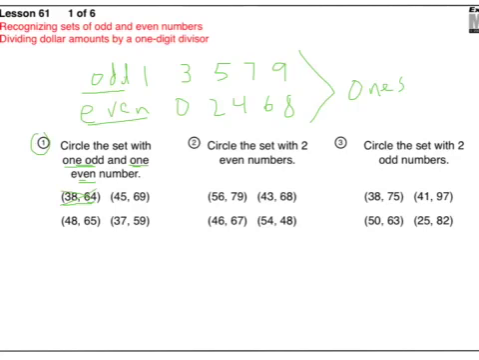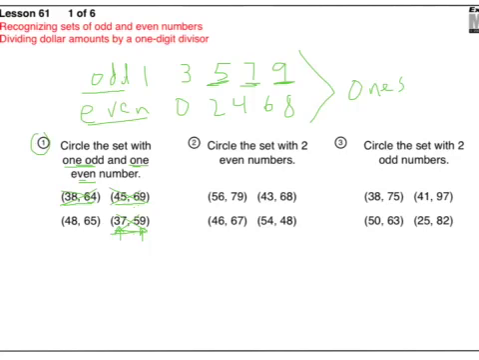Now let's take a look at this set right here, 45 and 69. The 5 in the ones place tells us that's an odd number. The 9 in the ones place on this one tells us that's an odd number. So this is two odd numbers, not an odd and an even. Let's take a look at this set here, 37 and 59. The 7 in the ones place tells us it's odd. The 9 in the ones place tells us that number is odd. That's two odd numbers, not one odd and one even.